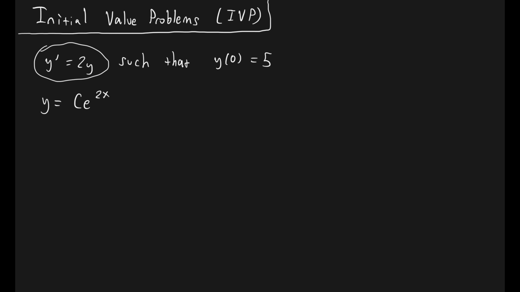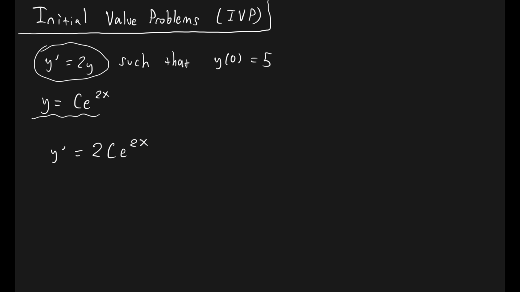So let's take the derivative of this, y equals c times e to the 2x. So y prime, using the chain rule, we know that the derivative of e to the x is just itself, but using the 2x term, we've got to multiply by 2. So the derivative ends up being 2 times c times e to the 2x.